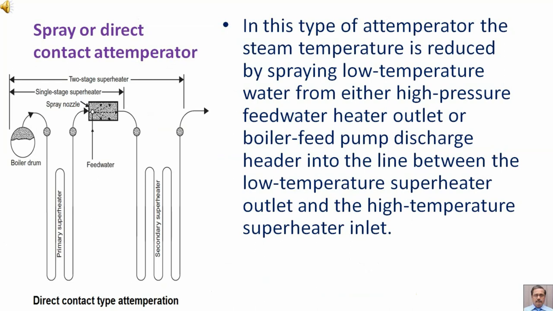In this type of attemperator, the steam temperature is reduced by spraying low temperature water from either high pressure feedwater heater outlet or boiler feed pump discharge header into the line between the low temperature superheater outlet and the high temperature superheater inlet.